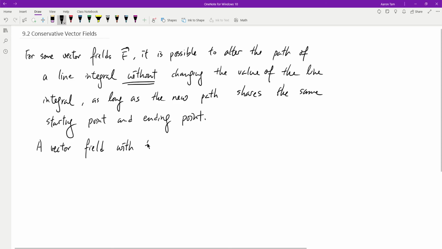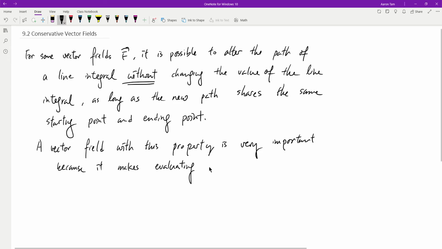So a vector field with this property is very important because it makes evaluating a line integral easier to do. And the way it does that is by allowing us to change the path to whatever we choose. This type of vector field is called a path independent vector field.